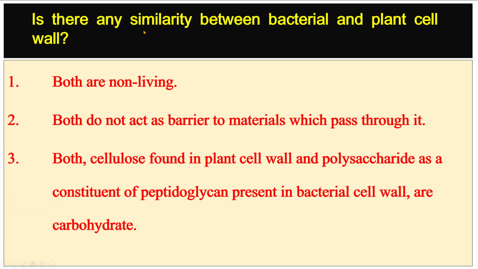Is there any similarity between bacterial and plant cell wall? Number 1. Both are non-living. Number 2. Both do not act as barrier to materials which pass through it. Number 3. Both cellulose found in plant cell wall and polysaccharide as a constituent of peptidoglycan present in bacterial cell wall are carbohydrate.